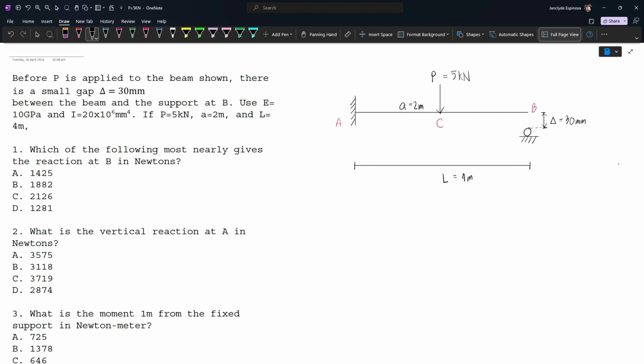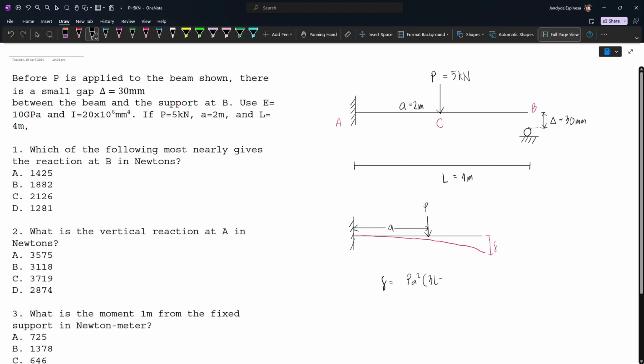Recall that if we have a cantilever beam with a load applied at a distance A from the fixed support, the maximum deflection at the free end is equal to PA squared times 3L minus A, divided by 6EI. If the beam will not touch point B, it is still allowed to deflect, but only by 30 mm. So, let's check how much the deflection really is here.